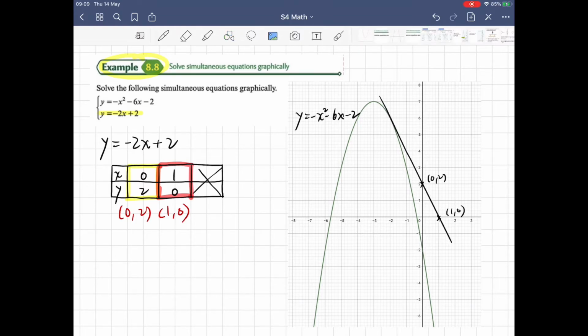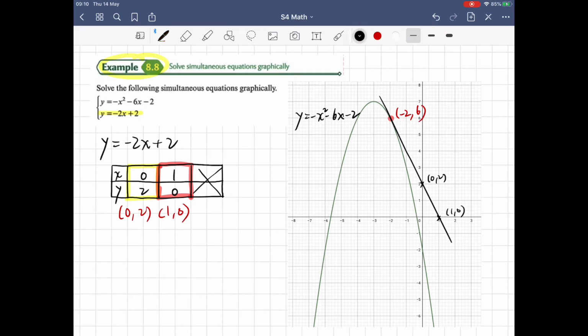Okay, so after reconstructing the straight line, we can look at the intersection between the green line and the black line. Okay, and this is the solutions. And as you can see, the intersections are here. Okay, and the solutions are negative 2 and 6.